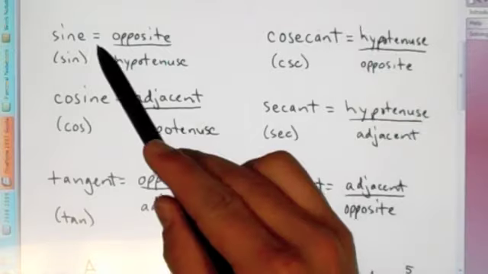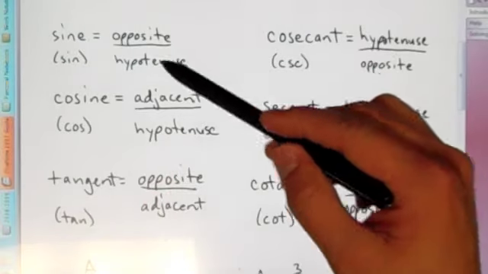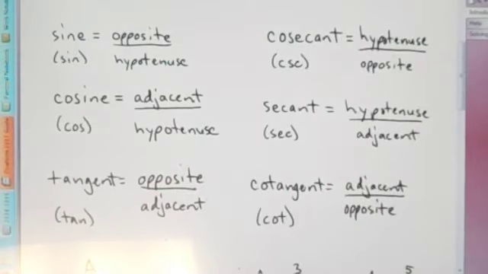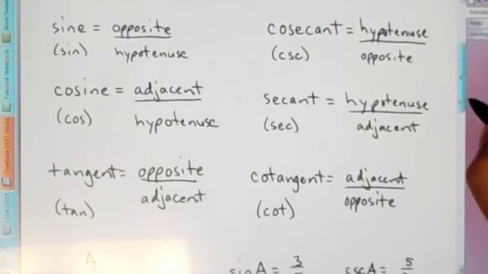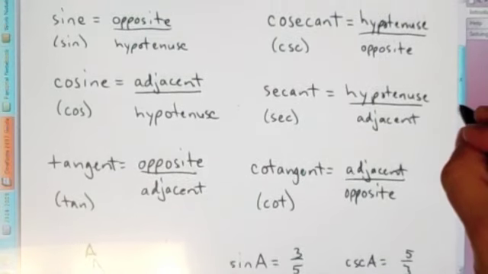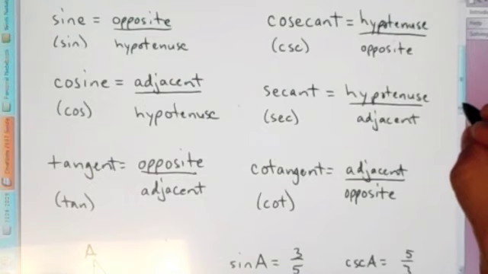Now, cosecant is sine just flipped. So instead of opposite over hypotenuse, it's hypotenuse over opposite. Secant is cosine flipped, so hypotenuse over adjacent. And cotangent is tangent flipped, so adjacent over opposite. Okay? So you will definitely need to memorize these 6 ratios, but this will help you throughout the rest of the time you do any type of trig in math.